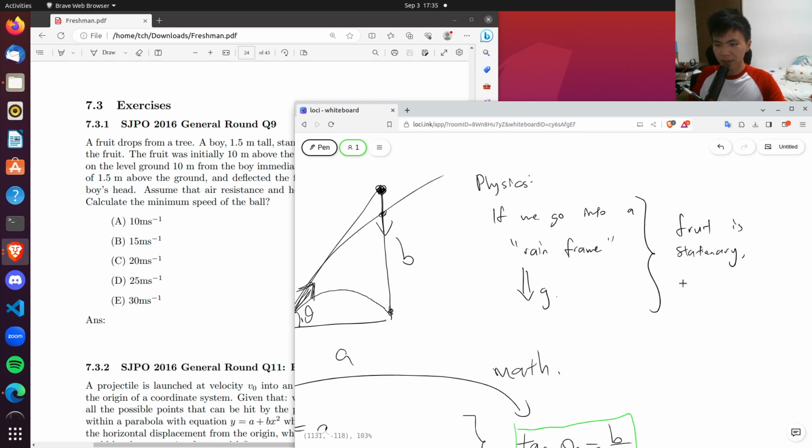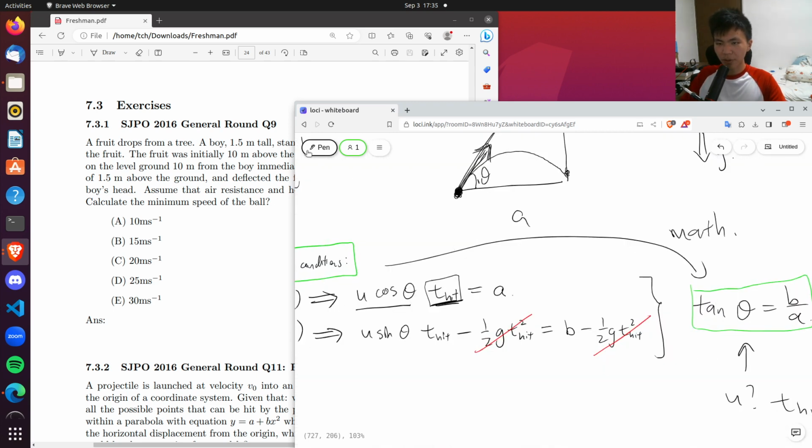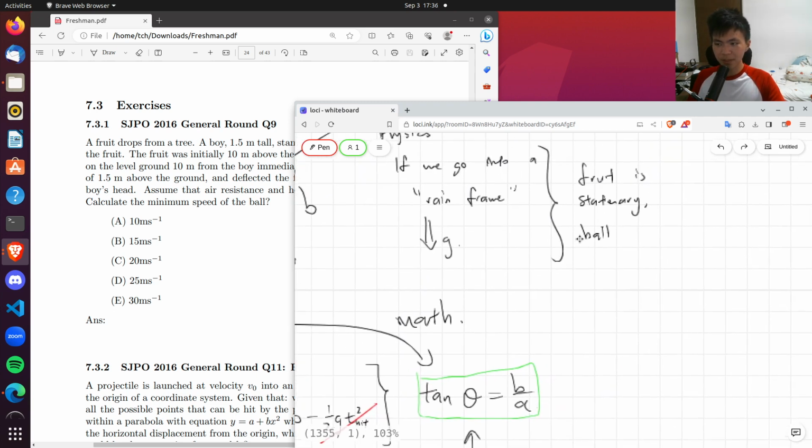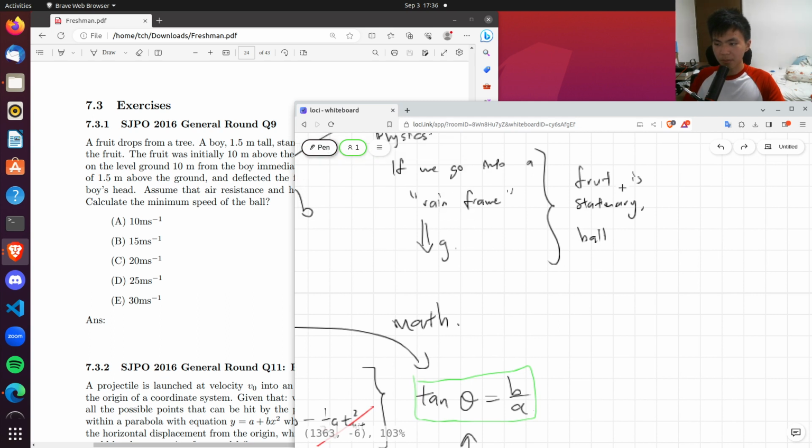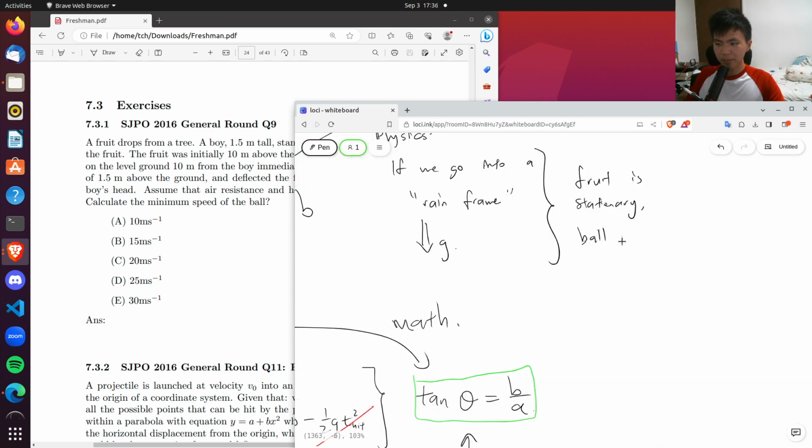And in this frame, remember the ball's trajectory is u sine theta t minus half g t squared, right? But if we are in an accelerating frame, then the half g t squared term is not there. So in this frame, the ball is traveling in a straight line.